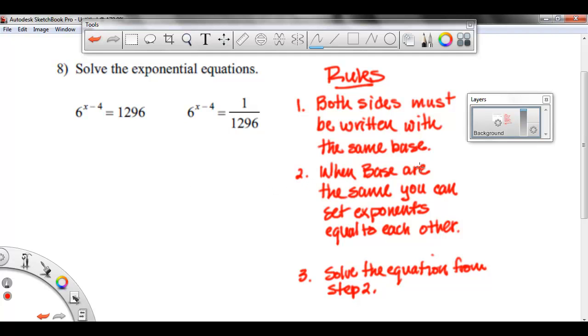Now, rule number 2, when bases are the same, you can set the exponents equal to each other. And what that will give us in step 2 is an equation to solve. And then step 3 is we want to solve that equation for the x. Okay, so let's go ahead and start this. Let's take 1296. And I think the best thing to do is start dividing this out.